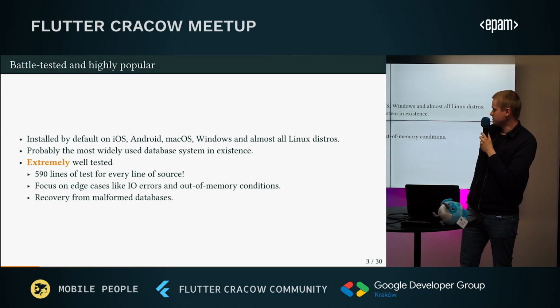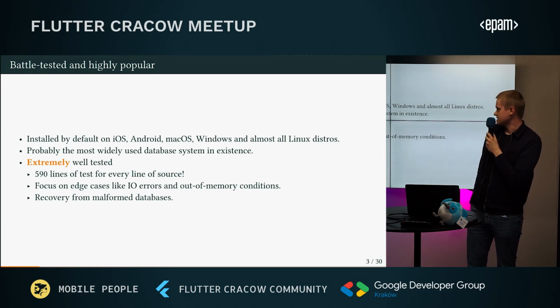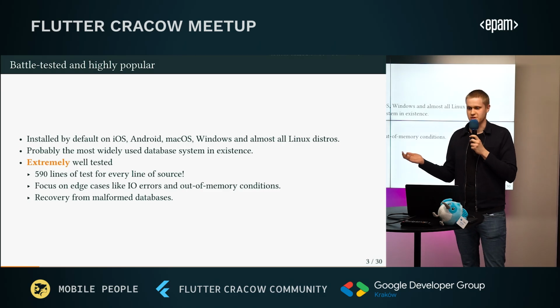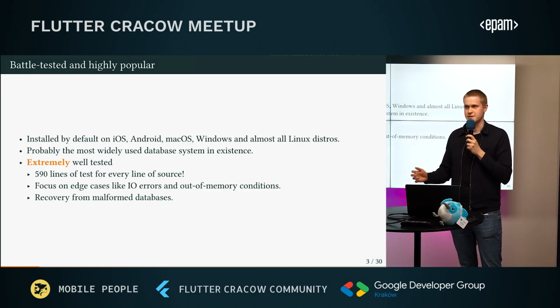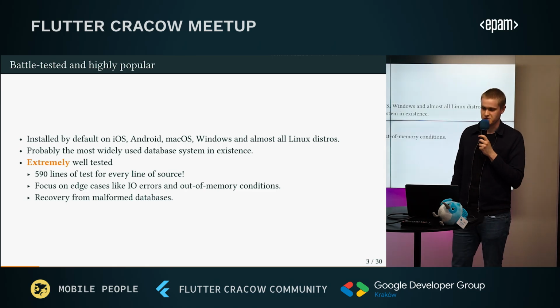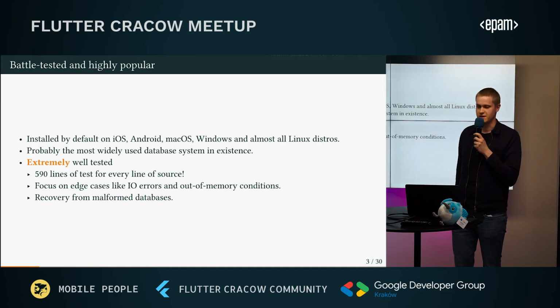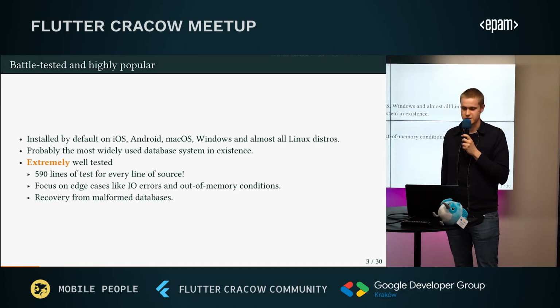So it's not only extremely popular, it's also extremely well tested. The reason for that is that I think they wanted to use SQLite at some point in aviation software in planes, and the bar to be able to do that is just extremely high. So the tests aren't public, but they have about 600 lines of tests for every line of actual source code that makes up the library, right? So they have a really, really high test coverage.